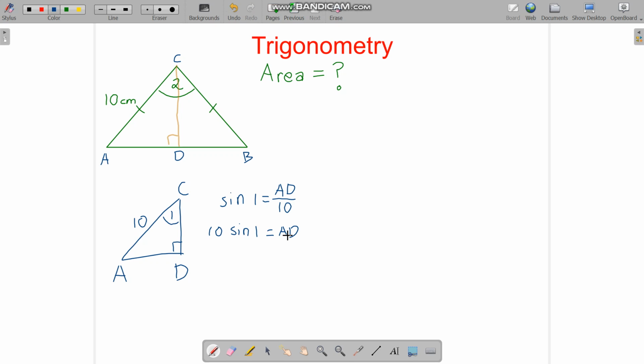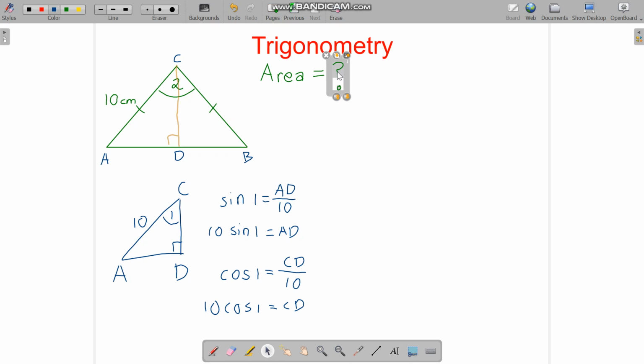We can use a calculator or we can just leave it like this. And for CD, the height of this triangle, we can use cos 1 radian equals the adjacent side, which is CD, divided by the hypotenuse, which is 10. Multiplied by 10, we get 10 cos 1 equals CD.